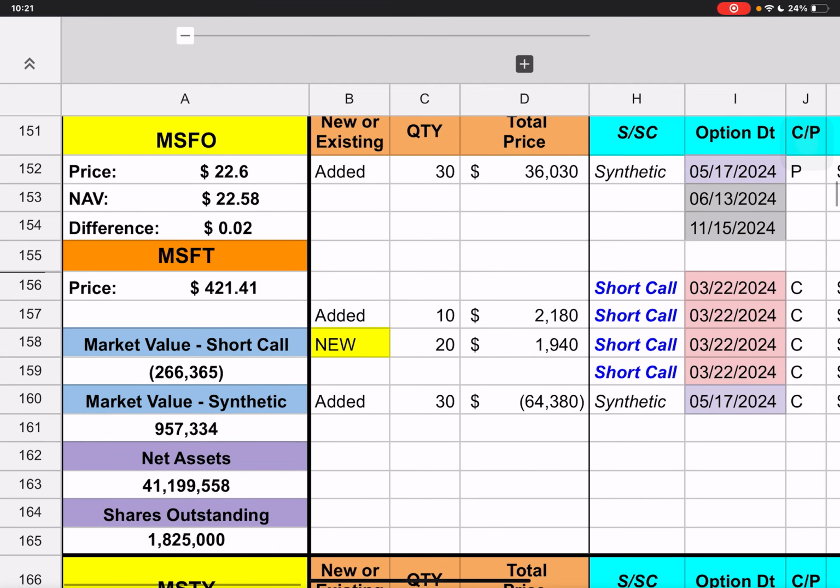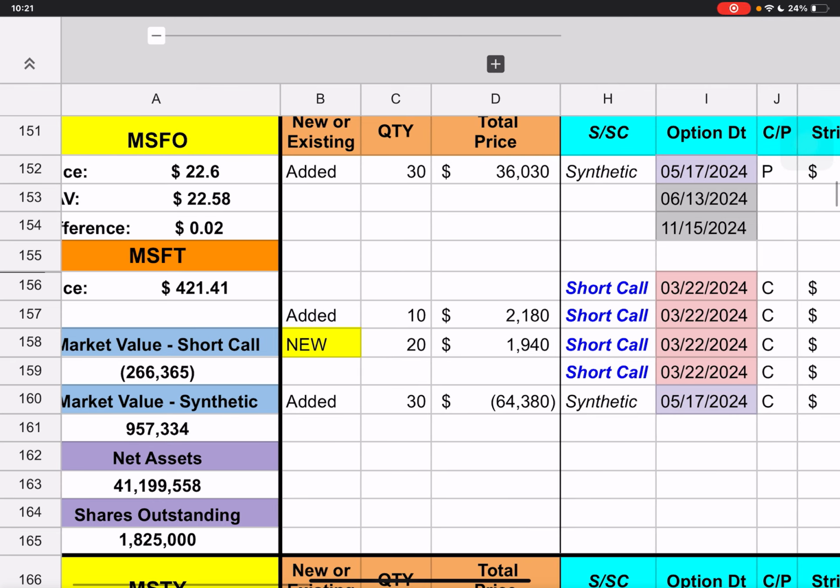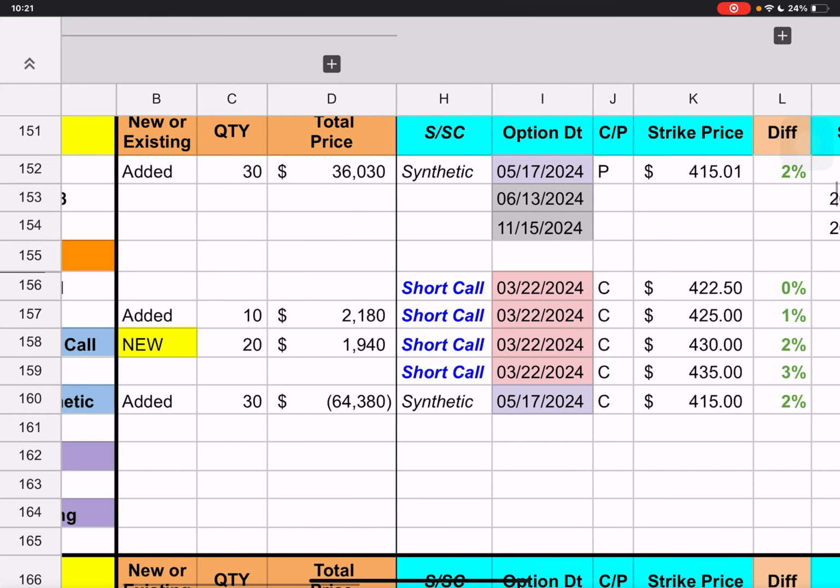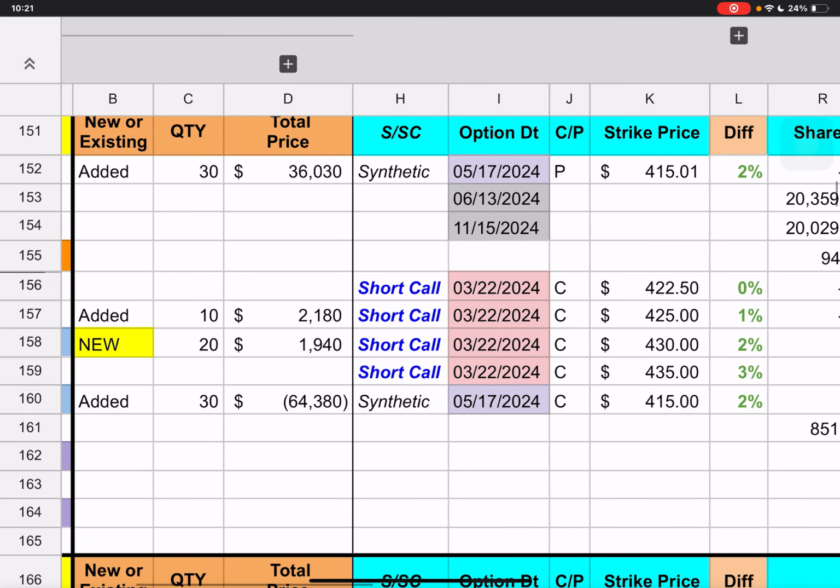MSFO closed at $22.60. Microsoft closed at $421.41. And so we have trades on this one. They added to the synthetic 30 contracts. And then they added 10 contracts to the short call with strike price of $425.